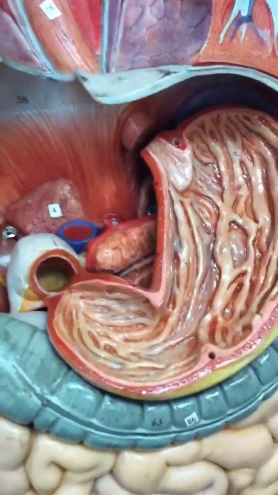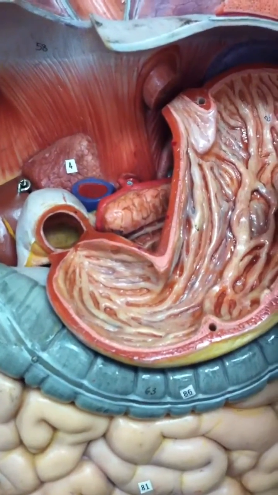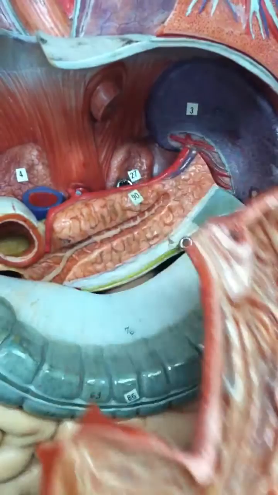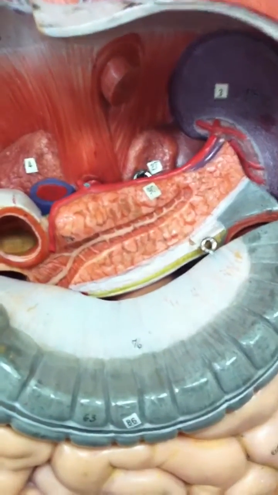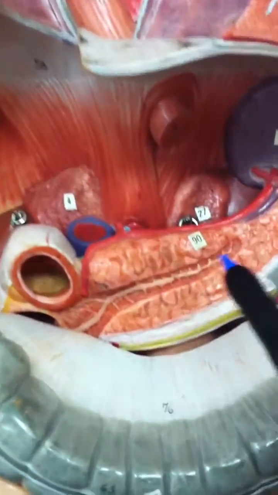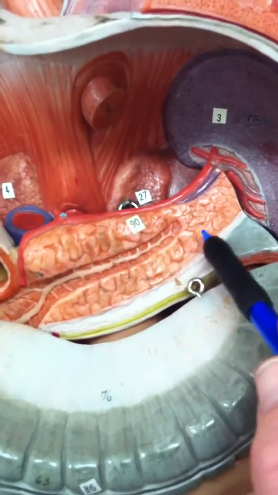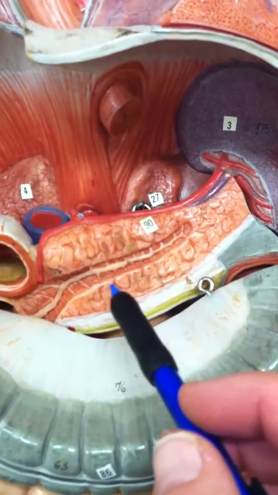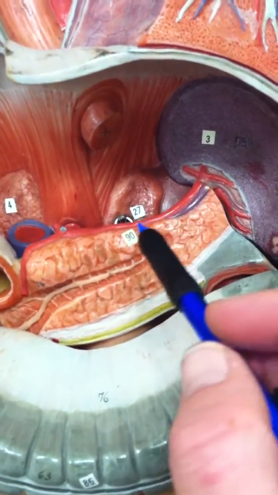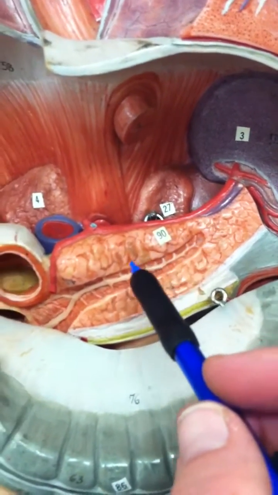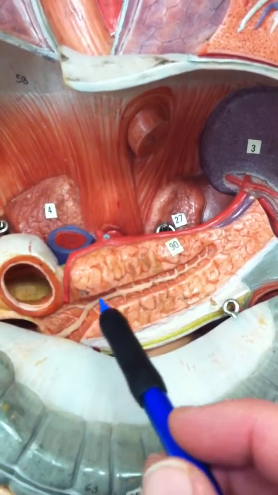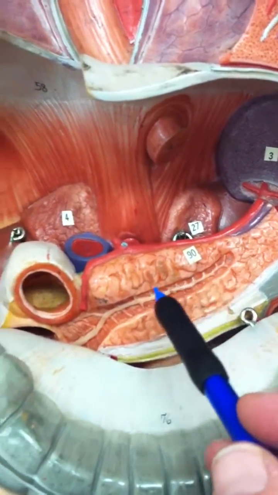Now we come back, and actually even before we do the small intestine, I'm going to take the stomach out and reveal what's hiding behind it. This lumpy gland-like structure running kind of left to right, this is the pancreas right here. And this is the pancreatic duct running through its core, helping to deliver its juice to the small intestine.